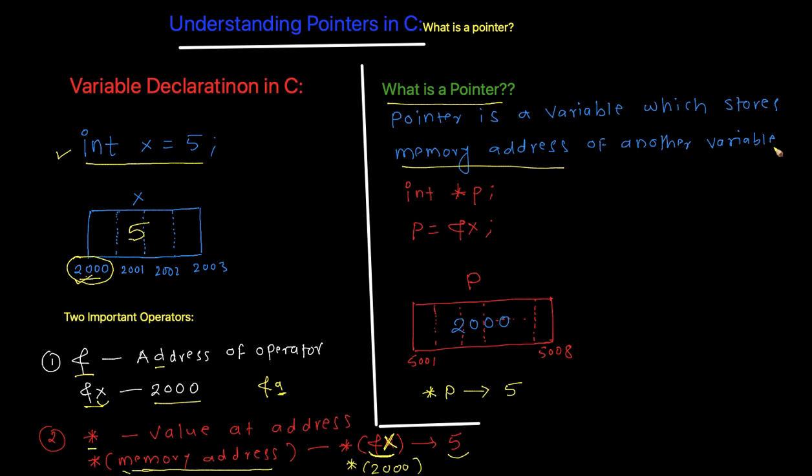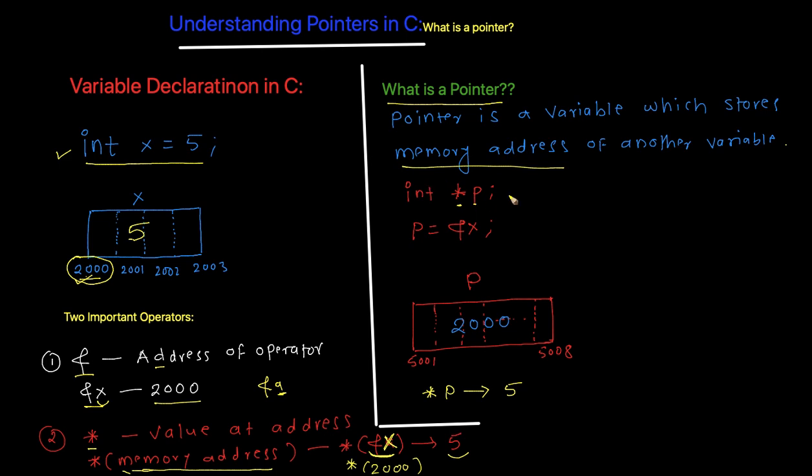So let's see in detail what that means. In order to declare a pointer, in the declaration, we need to put a star before the variable. So the star makes this P a pointer variable. The star gives P the capability to store a memory address. So star means this P is a pointer. Now P is a pointer means P is capable of storing the memory address of another variable.